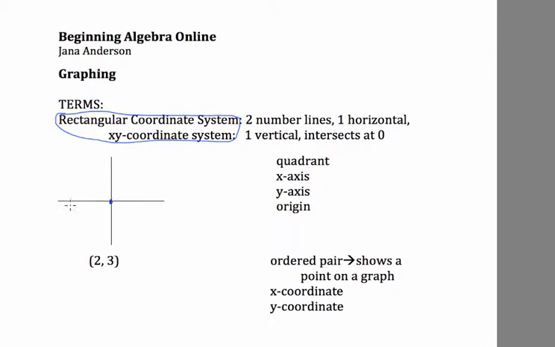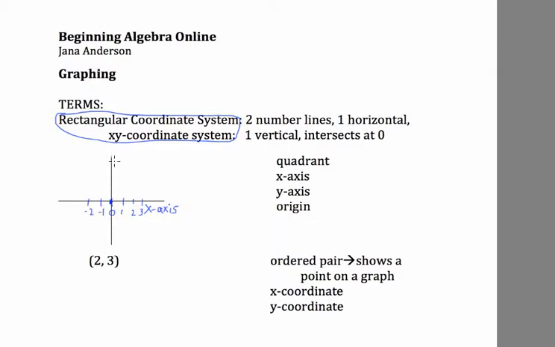So the horizontal line is called the x-axis. And it's numbered. The positive numbers over here, the negative numbers on the left side, just like a regular number line.